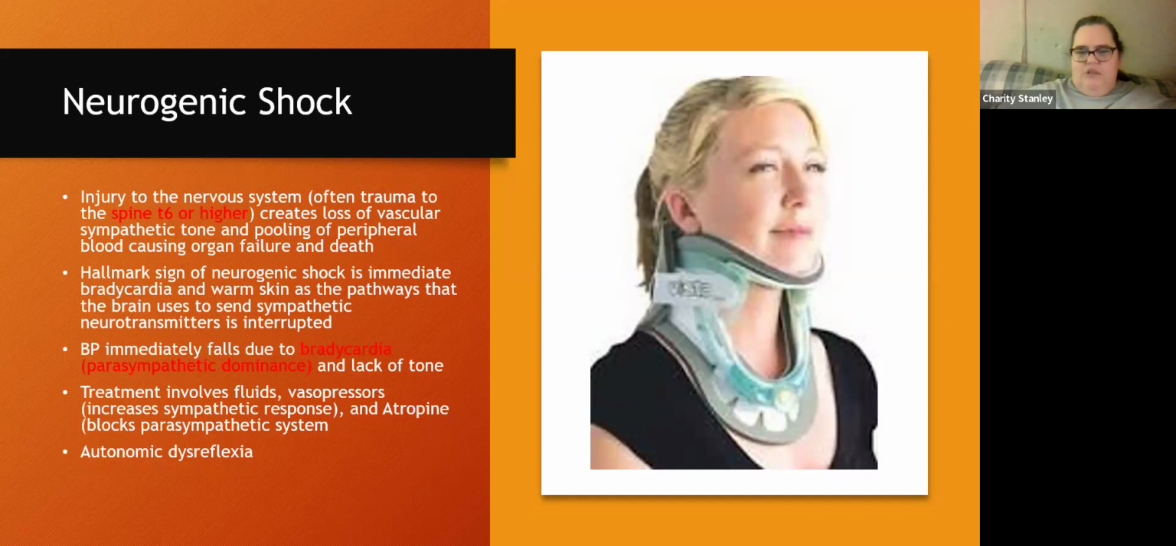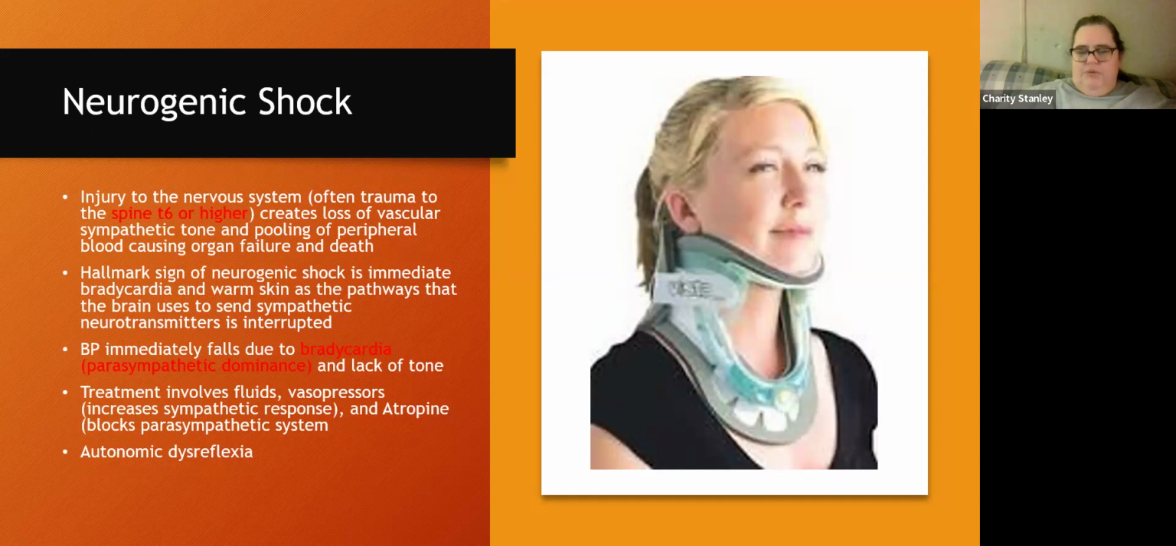And what happens is we lose vascular tone. So when we lose vascular tone, that's a big fancy word that means we take our top pipe and we make it big, okay? Causing pooling of the blood in places where it shouldn't be. So with this, a hallmark sign of neurogenic shock is going to be bradycardia. So what happens is the sympathetic tone is being blocked from the spine. So we're going to have bradycardia and we're going to have warm skin. Okay. And that's because the sympathetic nervous system is being blocked. So the blood pressure immediately falls due to parasympathetic dominance, bradycardia, and lack of vascular tone.